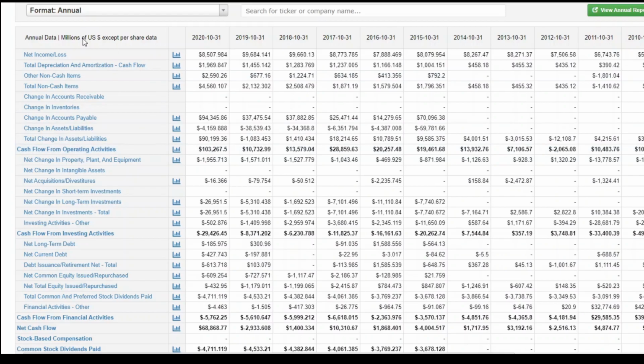So remember that all of these are reported in millions of US dollars, and the reason for that is to shave off many zeros.